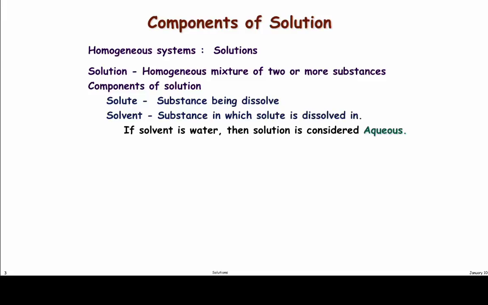What is a solution? Well, a solution is a homogeneous mixture. You know it's homogeneous because the consistency is uniform throughout. When the consistency is inconsistent, then that's a heterogeneous mixture. A solution contains two or more substances that are mixed in uniform consistency.